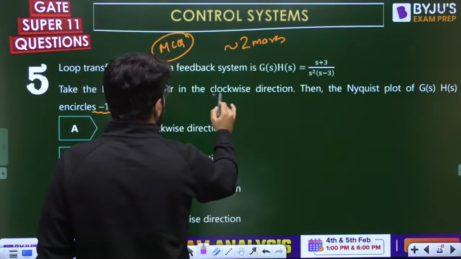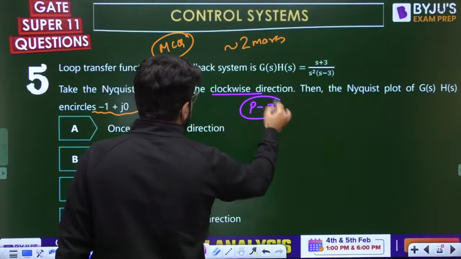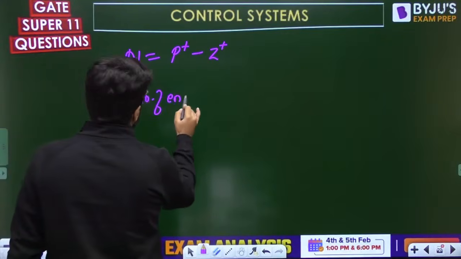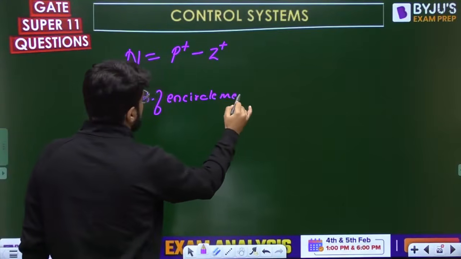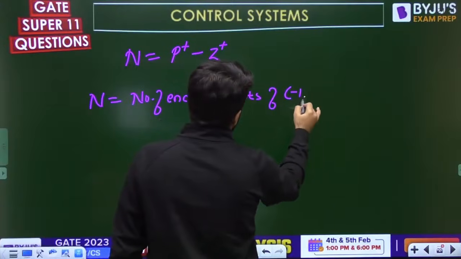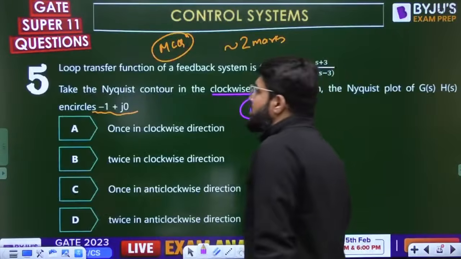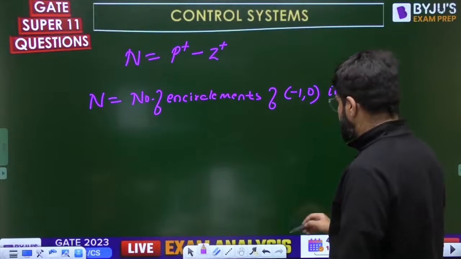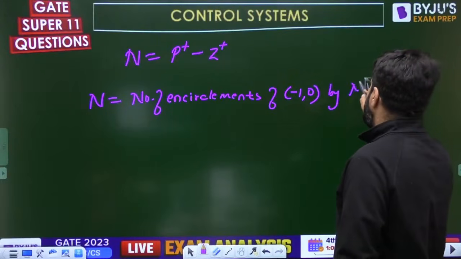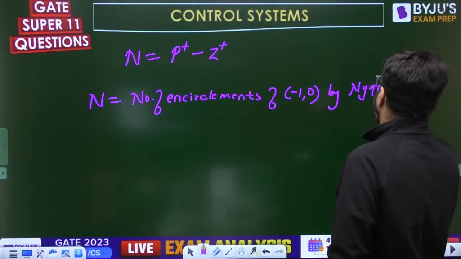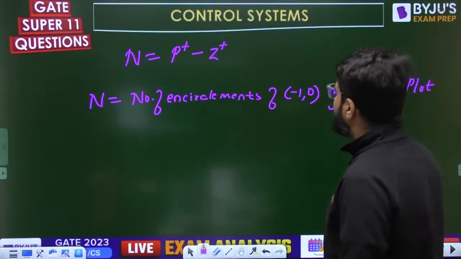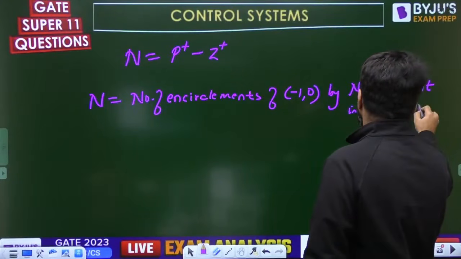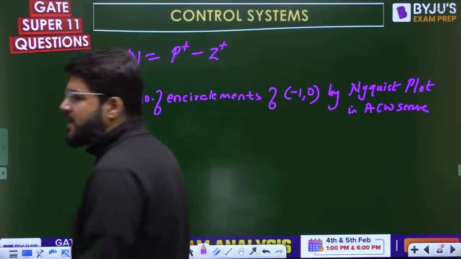Because clockwise is mentioned, the formula will be N equal to P minus Z. So what is N? N is the number of encirclements of minus 1 comma 0, that is minus 1 plus j0, by the Nyquist plot. I'll show you that we don't need to sketch the Nyquist plot to get this number of encirclements. Number of encirclements of minus 1, 0 by the Nyquist plot in the anti-clockwise sense. If it is clockwise, then I will take the minus sign.